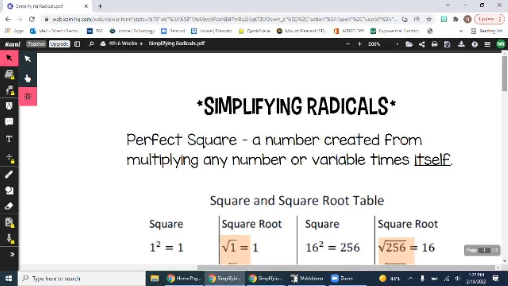So the number 9 is a perfect square, because what do you do to undo a square? You take the square root. Remember, we talked about that. When you take the square root, you end up with a perfect whole number.